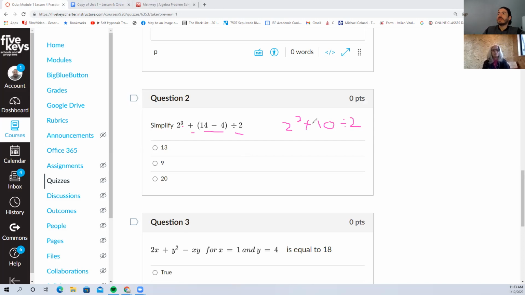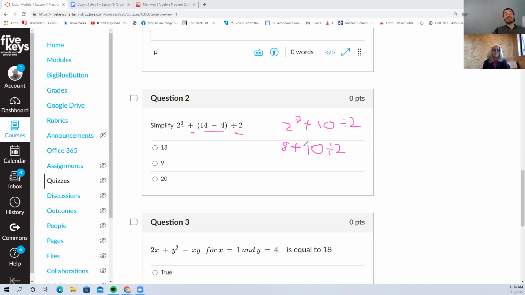Okay, so now I have three operators. I have an exponent, addition, and division. The exponent is going to come next in accordance with the order of operations. 2 to the third power is 2 times 2 times 2. 2 times 2 is 4, times 2 again is 8. Now I have addition and division.